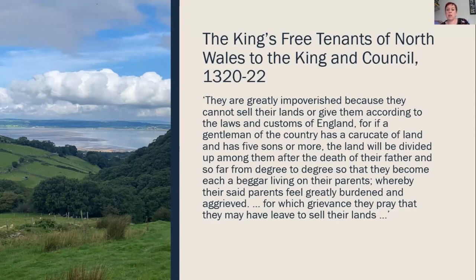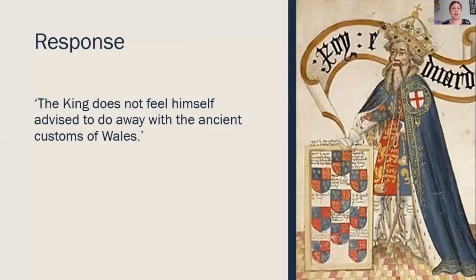In 1320, they asked Edward III, please could they have leave to sell their lands, because they want to have the benefits of English law. But the king's answer is no, they can stick with Welsh law, because poor people don't rebel in the same way. So it's not just marcher lords that were exploiting law.